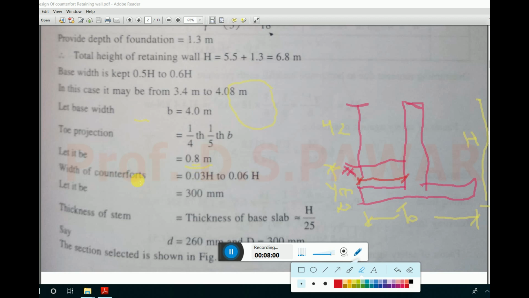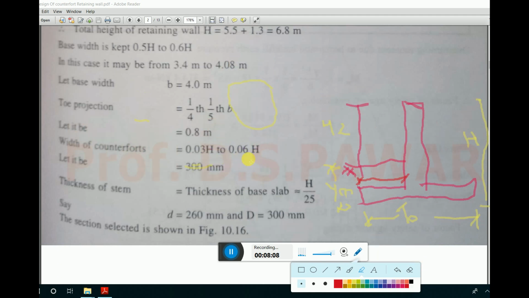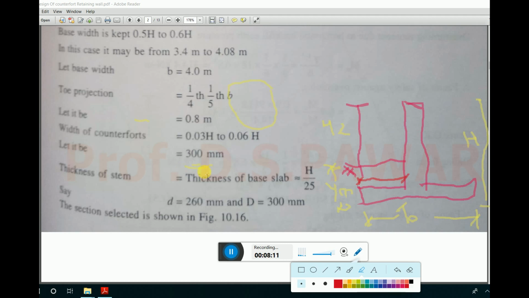And the width of counterfort required. So the width of counterfort is 0.03 H to 0.06 H. Again here we are going to put the overall height, and consider that value will be 300 mm after calculation. And thickness of stem, the t value, we are going to use this thumb rule formula, H by 25. After putting this value, you can say small d is equal to 260 mm, and considering the 40 mm cover, you can make that value 300 mm.